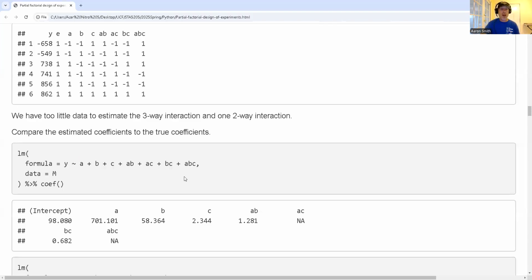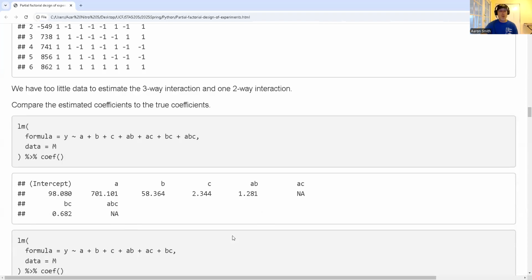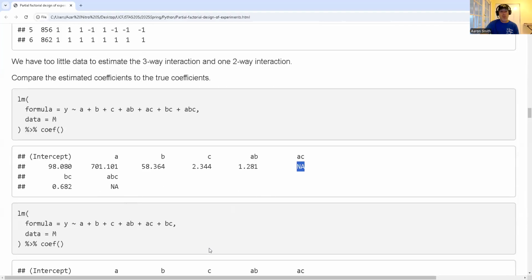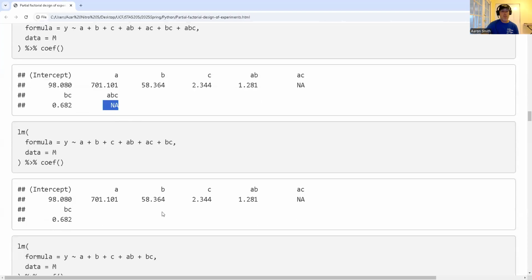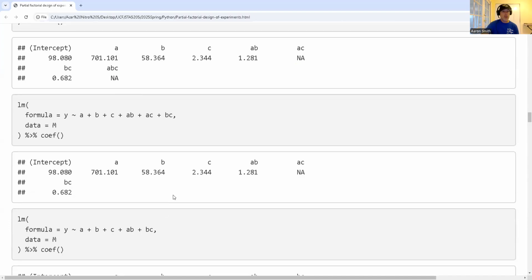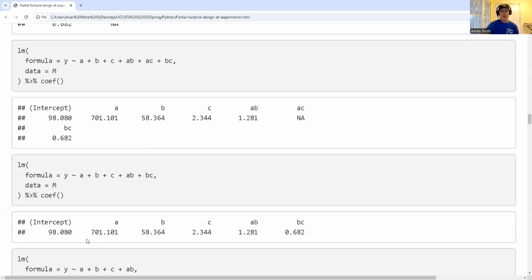There's 8 total. So if I try to estimate this, you'll notice that I get two NAs, one for the three-way interaction and one for AC. So what I could do is just trim out the ones that can't be fitted, because it's pointless to keep them. So first I trim out ABC. And so I've got my main effects, then AB and BC, and then the intercept. And so now I've got a model going on. I've got 6 points of data and 6 parameters estimated.